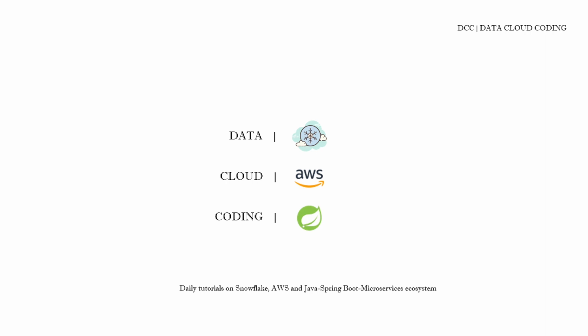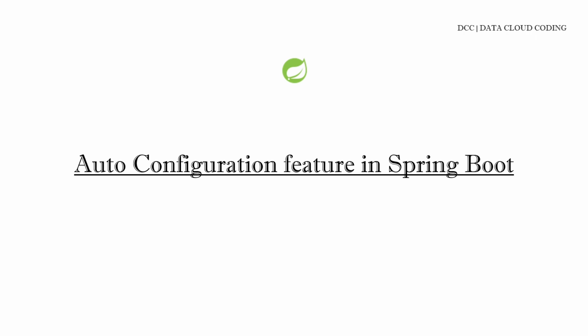In the last video we discussed starter dependencies in Spring Boot, and in this video we are going to be discussing another interesting feature in Spring Boot, that is auto configuration. We know that in Spring Boot we do not have to do all those manual configurations that we had to do in Spring. So let's have a look at how Spring Boot takes care of all this.